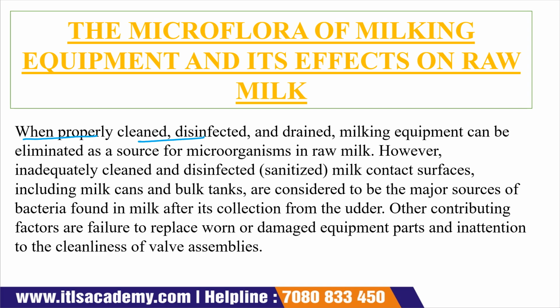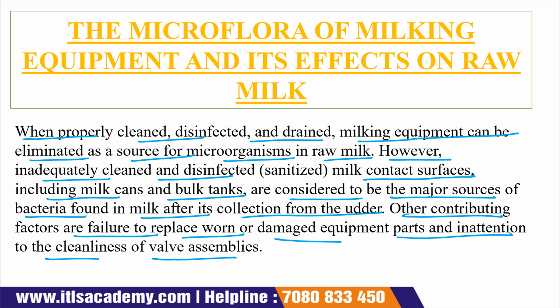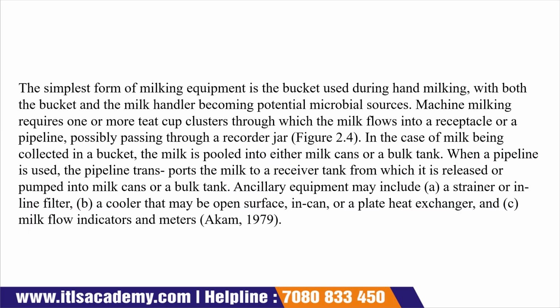Properly cleaned, disinfected and drained milking equipment can be eliminated as a source of microorganisms in raw milk. However, inadequately cleaned and disinfected milk contact surfaces, including milk cans and bulk tanks, are considered to be the major sources of bacteria found in milk after its collection from the udder. Other contributing factors are failure to repair worn or damaged equipment parts and inattention to the cleanness of the wall assemblies. The simplest form of milking equipment is the bucket used during hand milking.